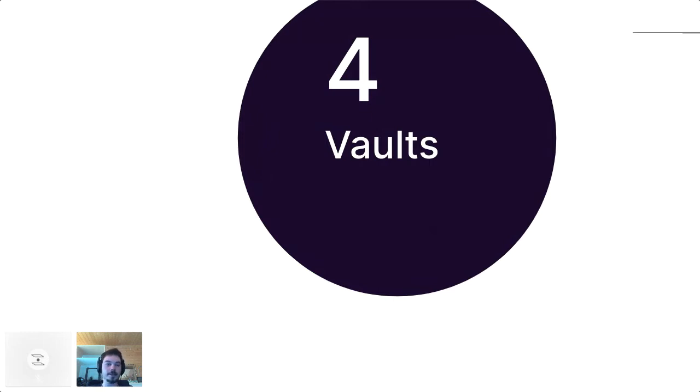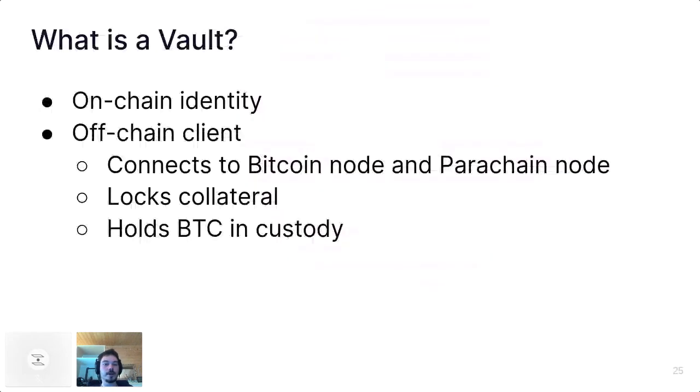Let's talk about the vaults themselves and what they mean in practice and how you can run a vault. First of all, what is a vault? So the vault obviously exists on chain as an identity, and that's using the protocols. But a vault is also an off-chain client, so it's a piece of software that you have to run, and it connects to both the Bitcoin blockchain and our parachain, and it's responsible for managing the Bitcoin funds as well as communicating with the parachain to lock and unlock collateral and similar things.